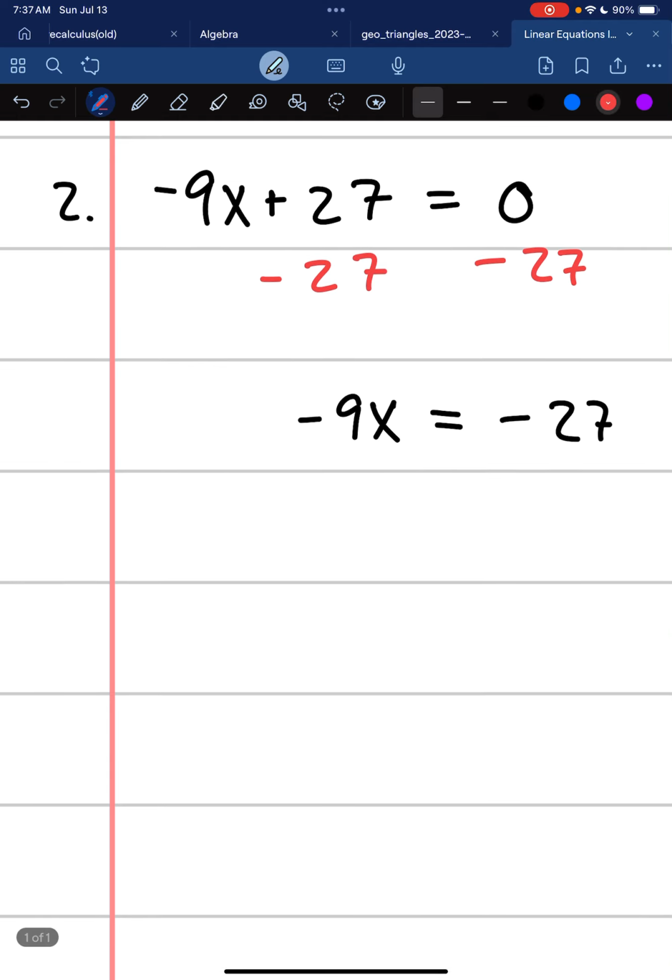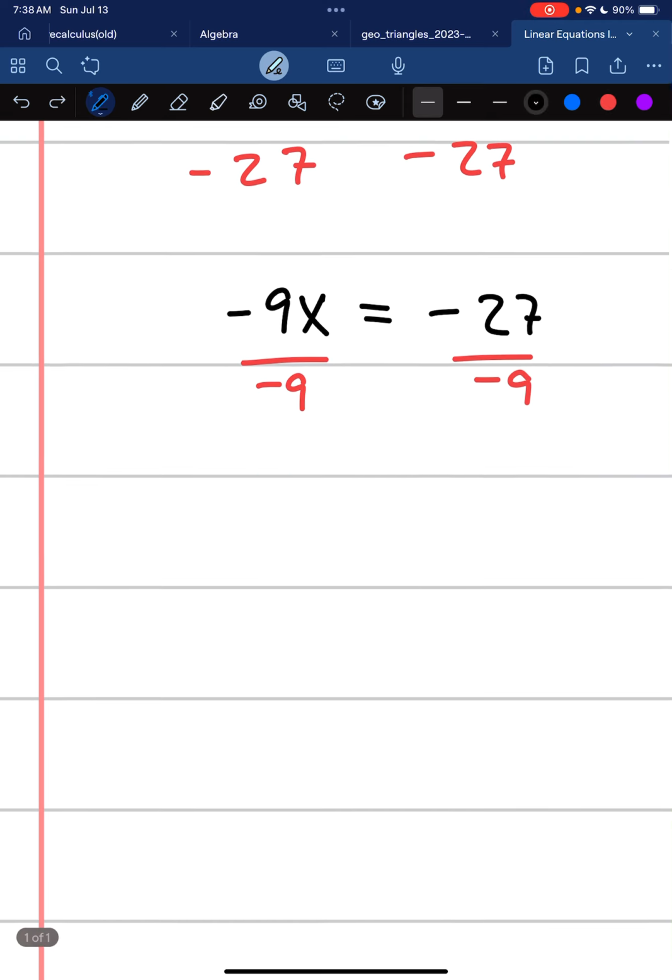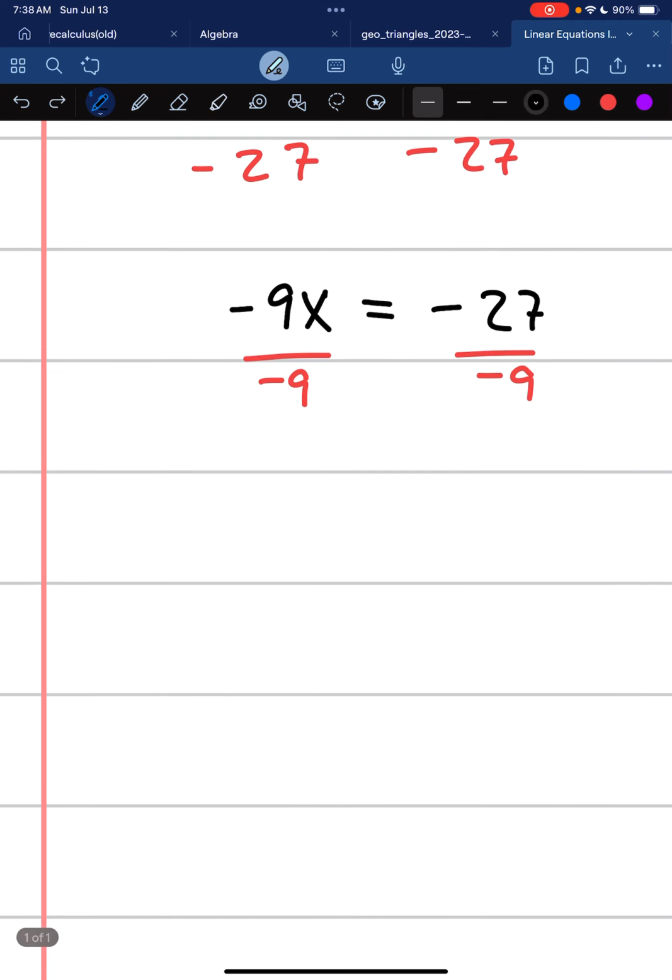Now I can divide both sides by negative 9. Again, I'm doing the opposite operation. Since I'm multiplying x by negative 9 here, I'm going to divide both sides by negative 9. And negative 9 divided by negative 9 is just 1. So on the left side, we're left with 1x equals 3. Negative 27 divided by negative 9 is 3.